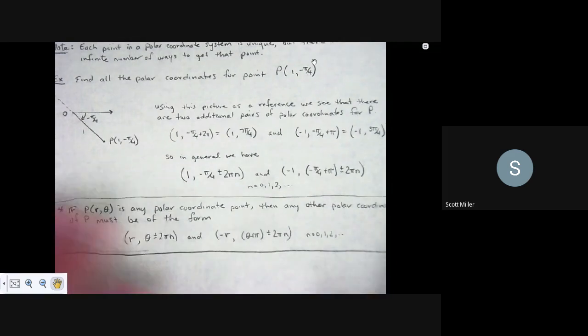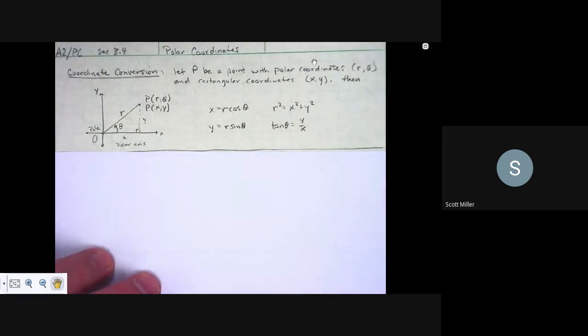Okay, so let's continue on. The other thing you need to be able to do is convert. Sometimes we have polar, but we want to go back to rectangular or vice versa. So here is the conversion between polar and rectangular coordinates.